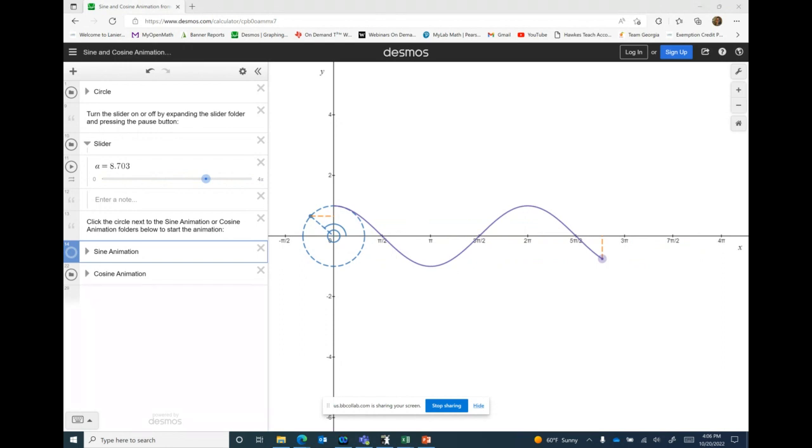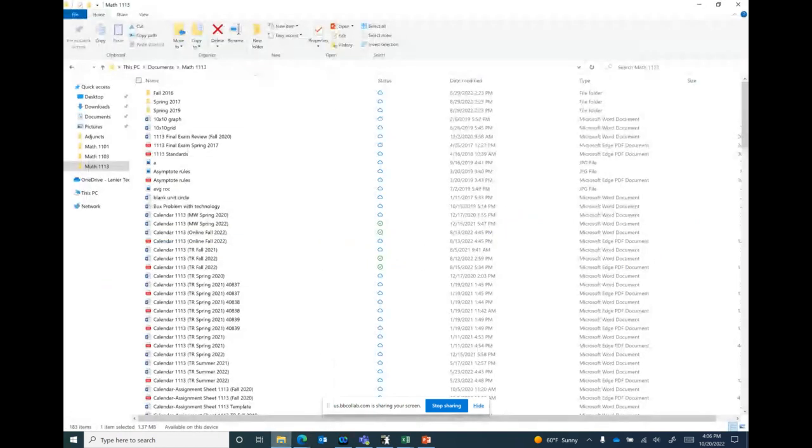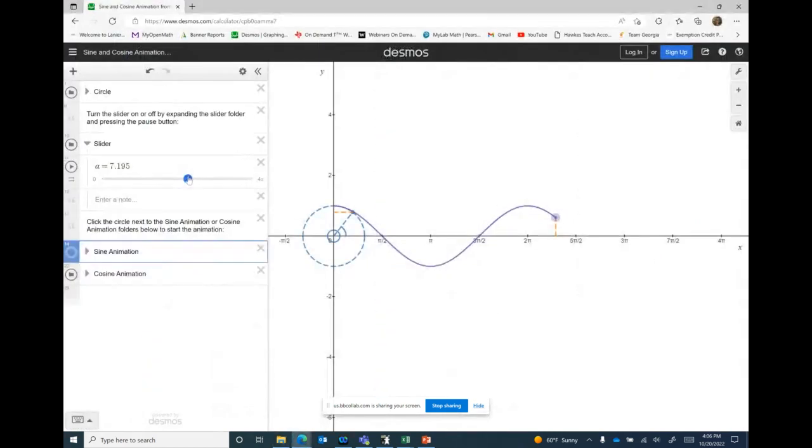Let me start that animation again, and we can see what the cosine graph looks like. You can see it's periodic in nature as well. It repeats itself every 2 pi, because 2 pi, of course, is once around the unit circle. Let me see if I can just have it show one period. There we go. There's one period of the cosine function.